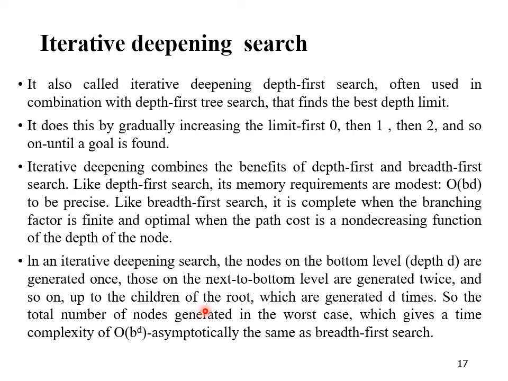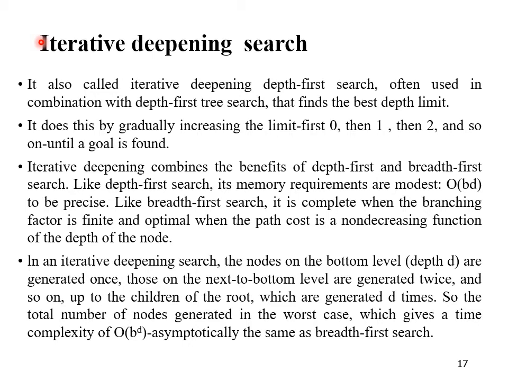Like depth first search, its memory requirements are modest, order of b times d. Like breadth first search, it is complete when the branching factor is finite and optimal when the path cost is a non-decreasing function of the depth of the node. In an iterative deepening search, the nodes on the bottom level, depth d, are generated once. Those on the next to bottom level are generated twice, and so on, up to the children of the root, which are generated d times.